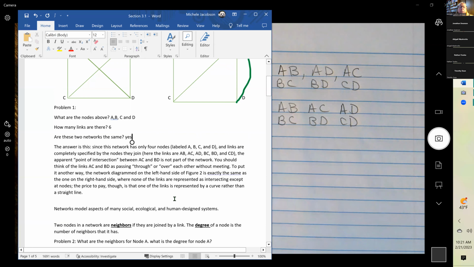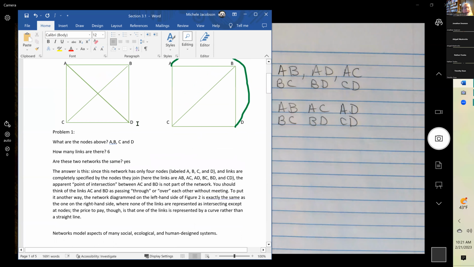Since this network has only 4 nodes, A, B, C, and D, and the links are complete, this kind of explains what I just said. The AC, the BC and AD just pass over each other. There's no node there. Now, if there was a node here, then they would not be the same because this would be missing a node. But since it's not there, they're the same.